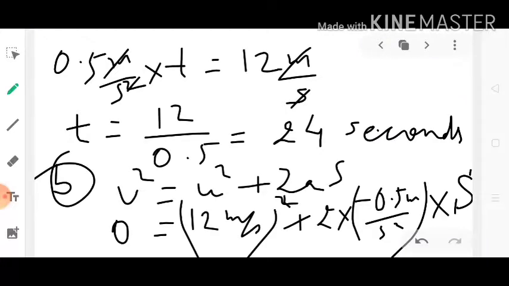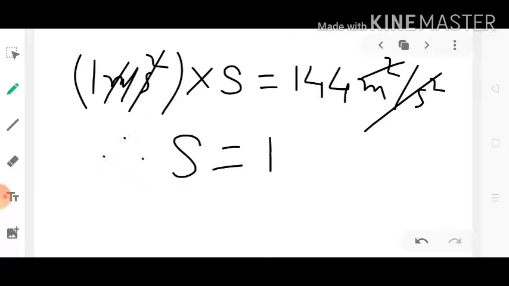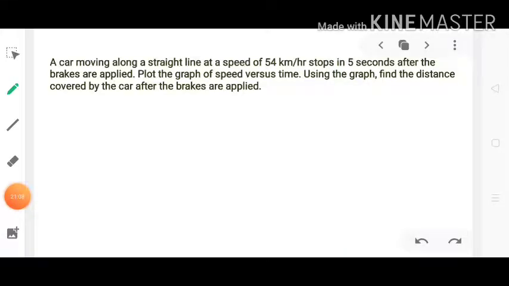See, 2 into 0.5 gives you 1, minus 1 actually. So bring it to the other side of the equation, that becomes positive. So 1 meter per second square multiplied by s, and then 12 square is 144. Now very quickly you can calculate the value for s after cancelling the units. So s is how much? 144 meter. So this is the answer for the second part of the question.